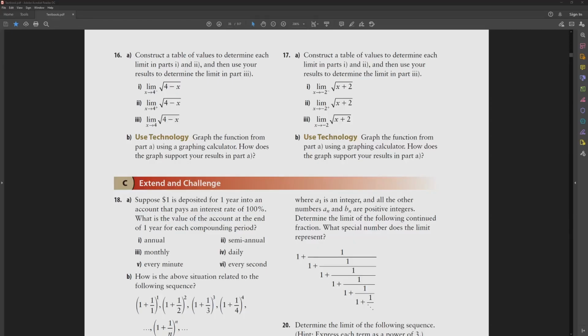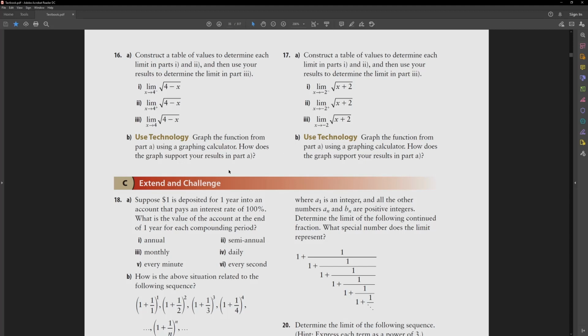In case you were wondering what question 17 is, here it is. It's asking you to just construct a table of values to determine these limits here. The reason why you need a table of values is so that you could plug in values that are very close to -2 from the left-hand side and very close to -2 from the right-hand side. So for example, -2.001 and -1.999. Those are two values that would satisfy 1 and 2.